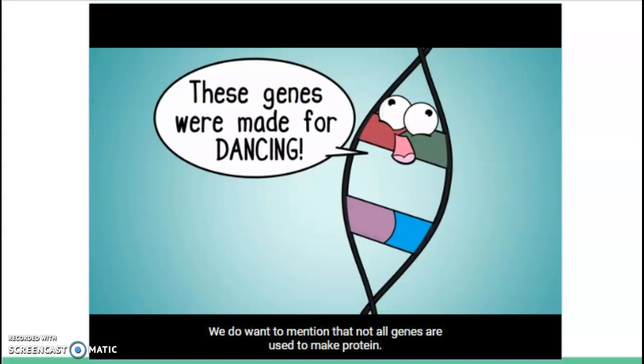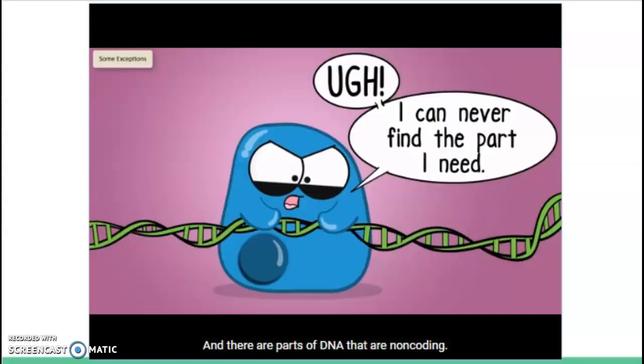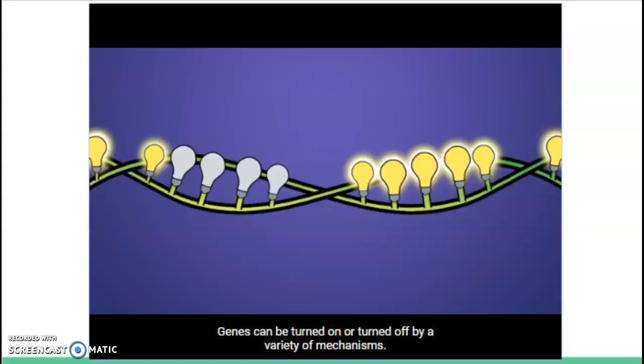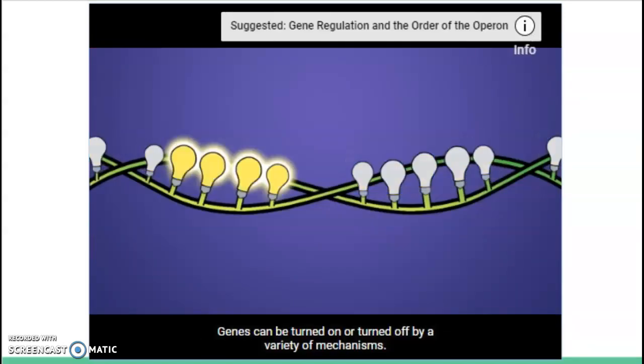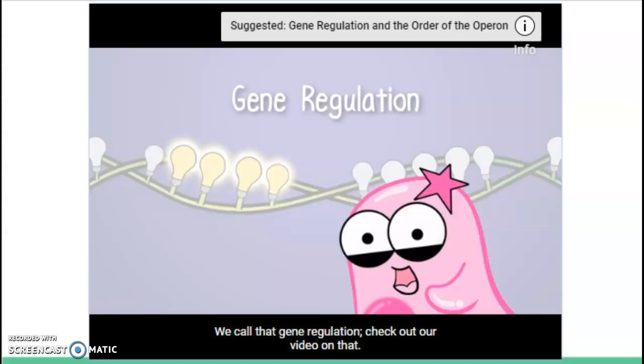We do want to mention that not all genes are used to make protein, and there are parts of DNA that are non-coding. And even though nearly all of your body cells have your entire DNA code, your body cells may only use certain portions of those genes. Genes can be turned on or turned off by a variety of mechanisms. We call that gene regulation. Check out our video on that.